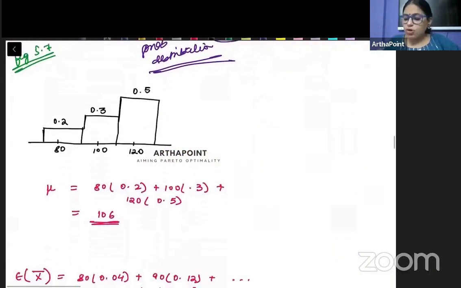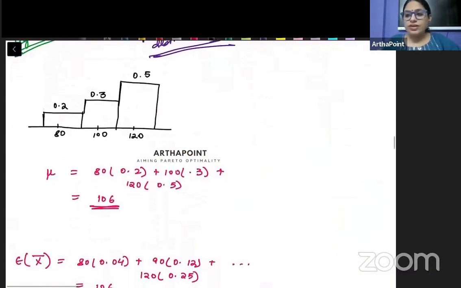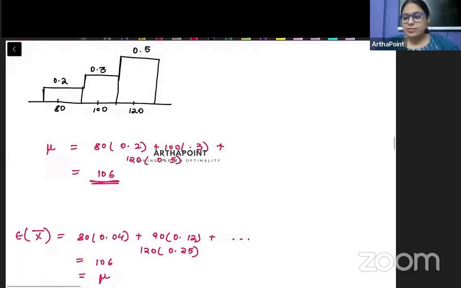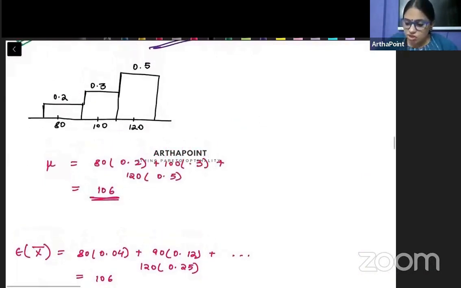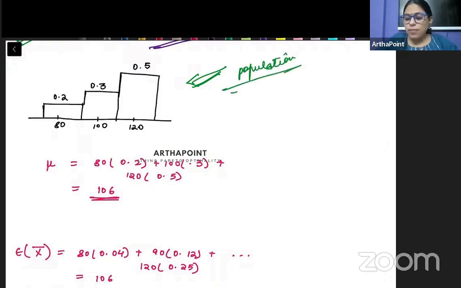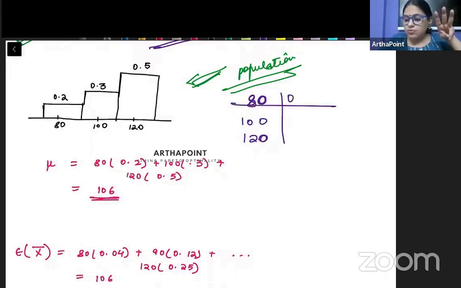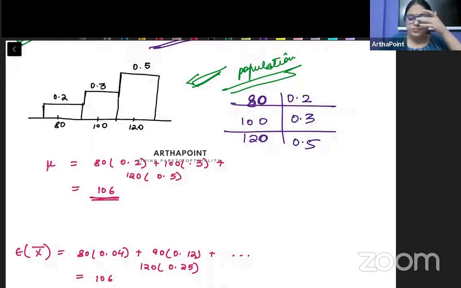So this is what the book has done. For different values, the book has made a histogram. This histogram in particular refers to the histogram of the population. So if you go back to the population, we had only three values. The revenue can be 80, the revenue can be 100, and the revenue can be 120. और उनका corresponding probability दिया हुआ था 0.2, 0.3 and 0.5.